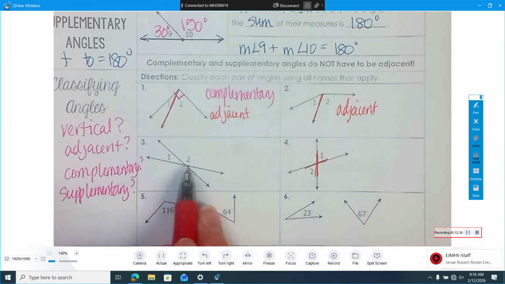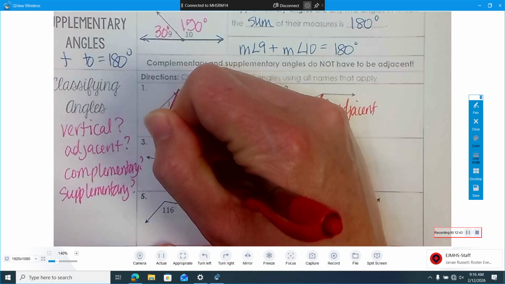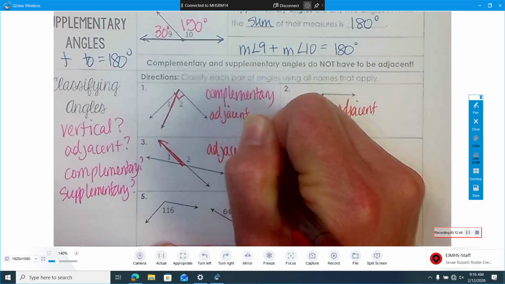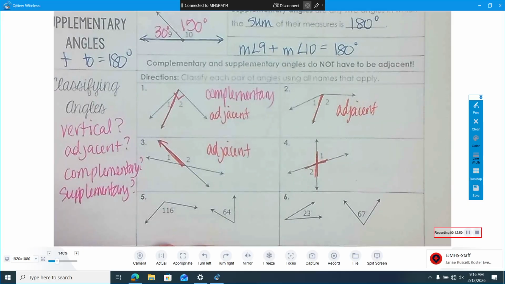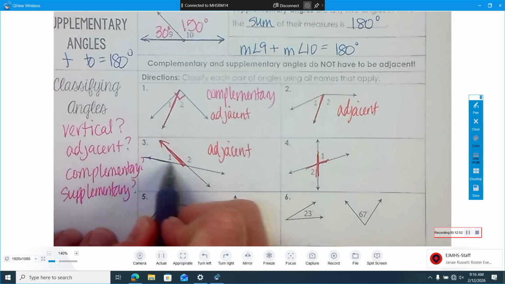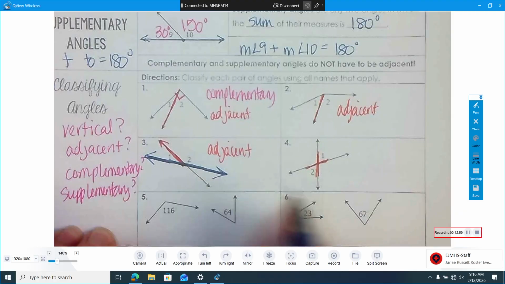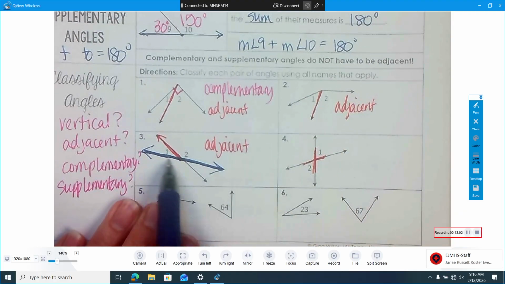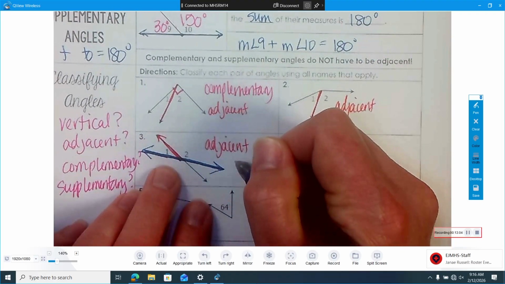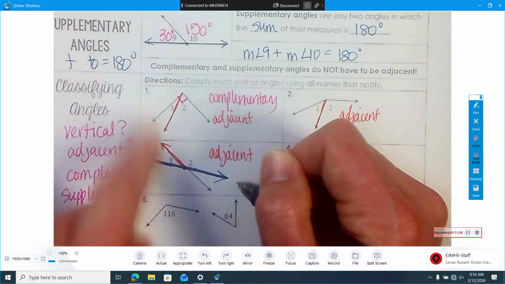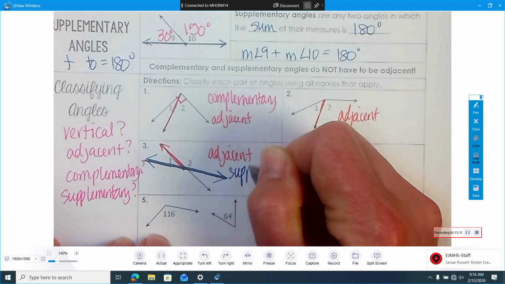Are these vertical? No, they're not. They're adjacent, so just like the other, they share a common side here, so they are adjacent. They are supplementary. Very good. Angle 1 and angle 2 fall on this straight line, that straight angle. Because they both lay on that straight line, they are supplementary angles.